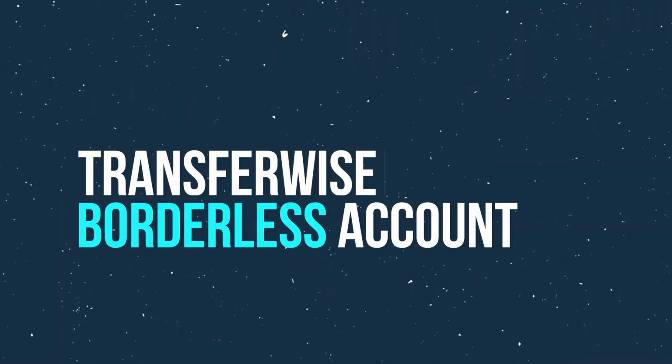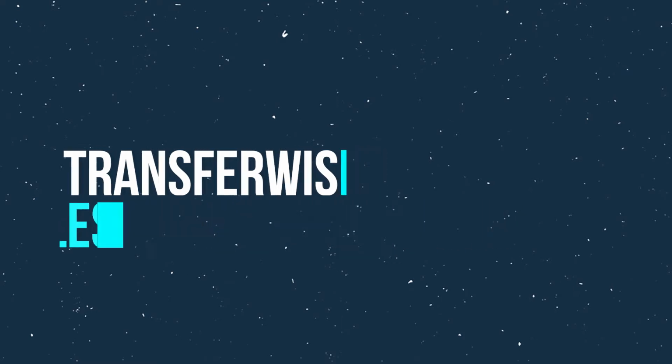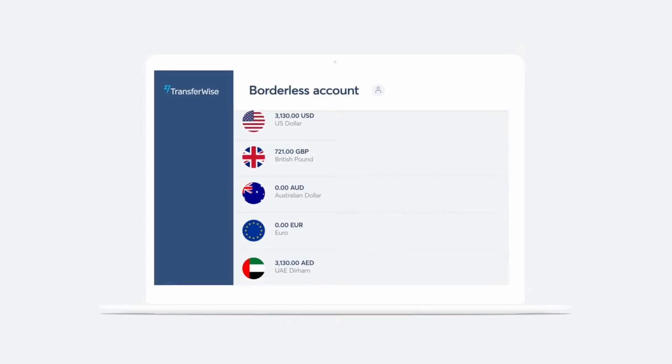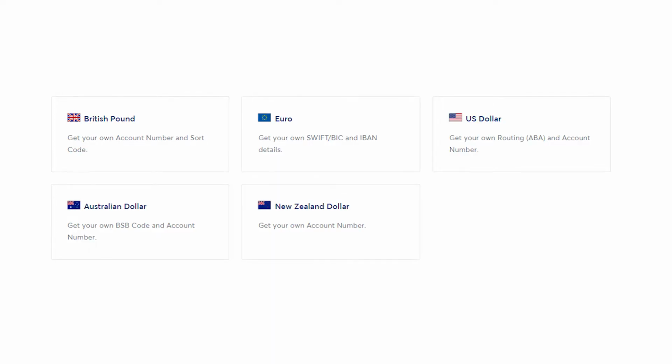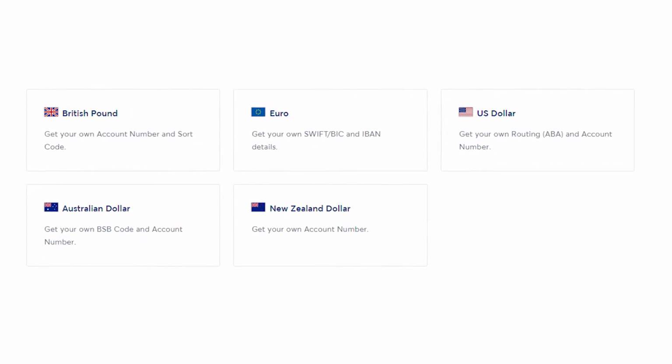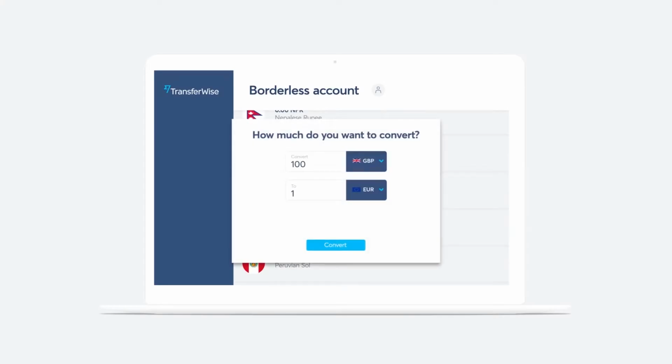So what is TransferWise Borderless accounts? Basically, it's an account that lets you hold, send and receive international payments in up to 40 different currencies. What's really unique about this is you can hold up to 5 bank accounts in Australia, New Zealand, the US, the UK and Europe. You can transfer money using the real exchange rate and there are no ongoing fees.